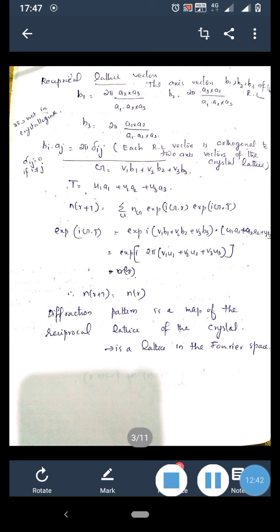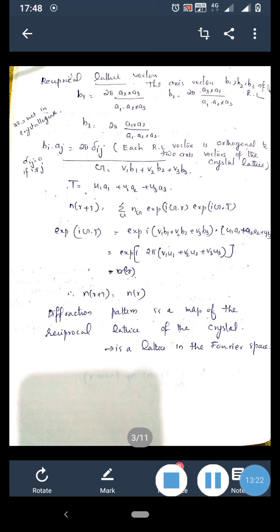Then from the second term, b2 dotted with all the three terms, the only term which remains is b2 dot a2, which becomes 2 pi. So 2 pi into v2 u2, and the next term becomes 2 pi into v3 u3. From all these terms, you can take 2 pi outside. So that becomes exponential i into 2 pi into v1 u1 plus v2 u2 plus v3 u3. Then exponential i G dot t becomes exponential i into 2 pi times integers, which is equal to 1.